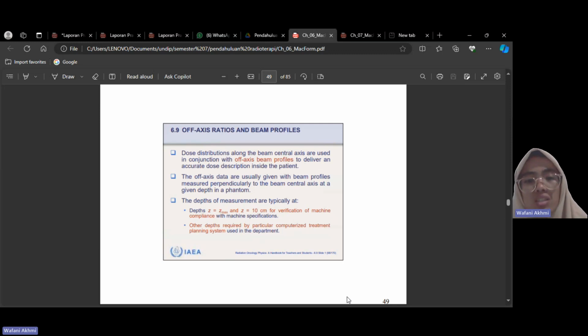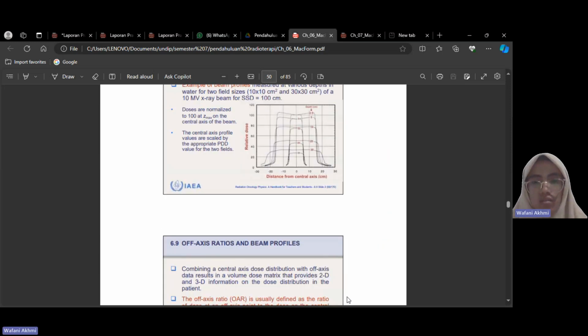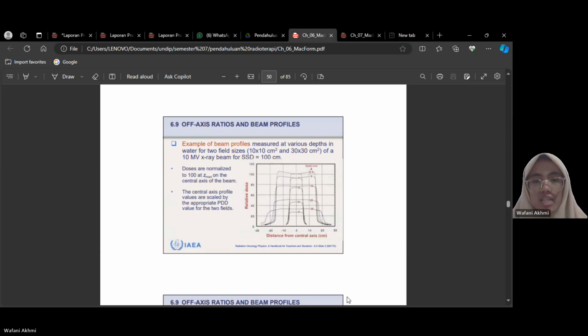description inside the patient. The off-axis data are usually given with beam profiles measured perpendicularly to the beam central axis at a given depth in a phantom. The depths of measurement are typically at depth Z equal to Z max and Z equal to 10 cm for verification of machine compliance with machine specifications, and other depths required by the particular computerized treatment planning system used in the department. There is an example of beam profiles.